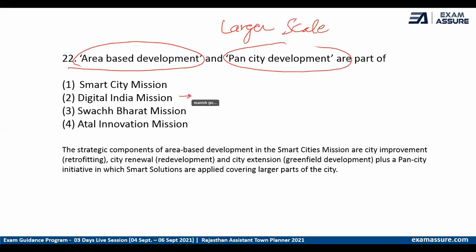When you are talking about India, national level, it would be pan India, right? Sometimes some questions have come up in GATE where they ask which missions are running pan India. There you have to see that the word India or Bharat will be there, and this is for the entire national level. Now, pan-city development and area-based development are usually done as part of the Smart City Mission.